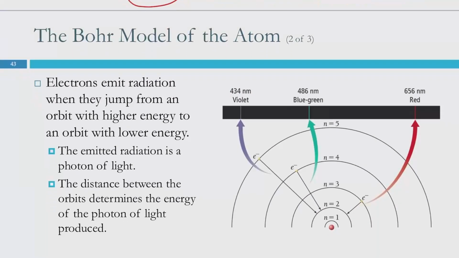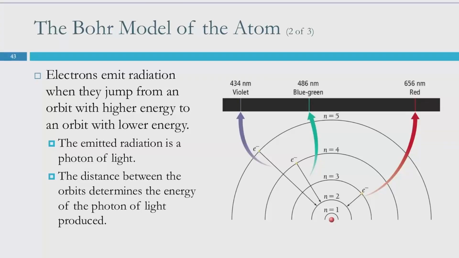So here's that better drawing of the Bohr model and some explanation for our atomic emission spectra. Electrons emit radiation when they jump from a higher energy orbit to a lower energy orbit. So for example, this electron here on our n equals 5 track, orbit 5, has higher energy, it's further away from the nucleus. We would call this an excited state.